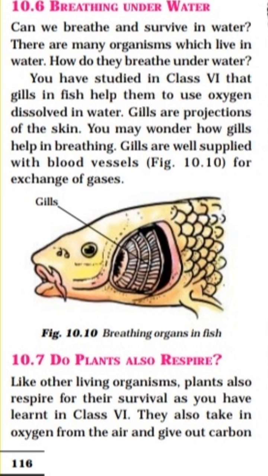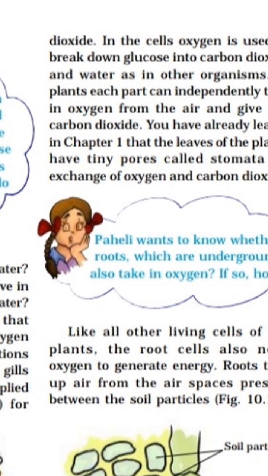Now our next point: do plants also respire? We are aware of that. We already learned that concept. Like other living organisms, plants also respire for their survival, as you learned in class 6. Plants take in carbon dioxide and give us oxygen. That's why we can say that plants also respire. They also take in oxygen from the air and give out carbon dioxide.